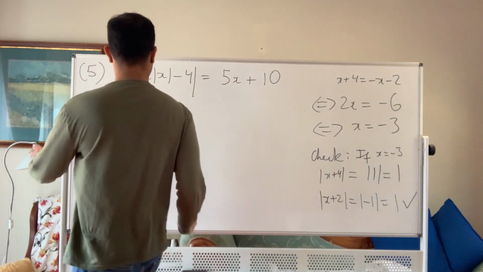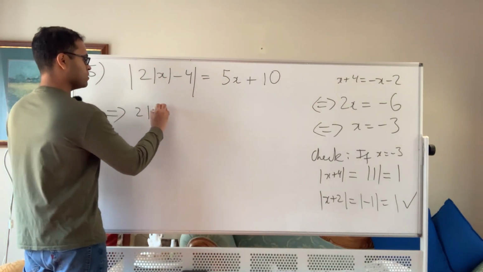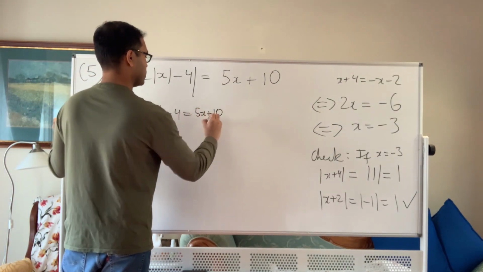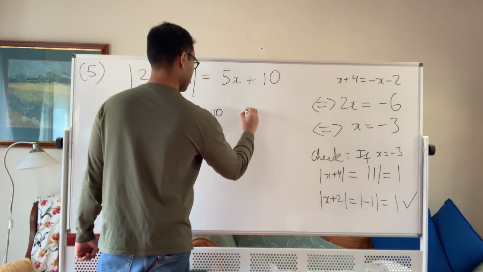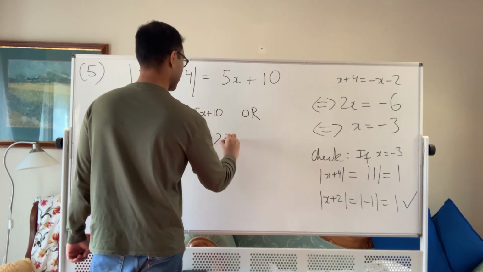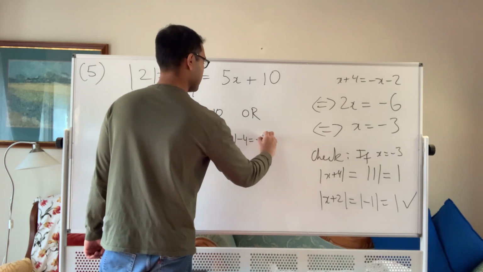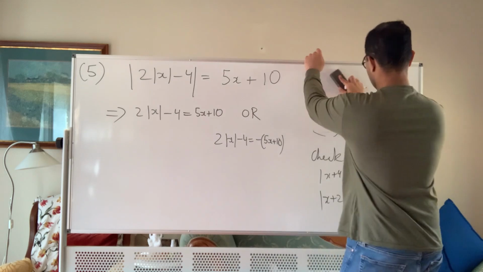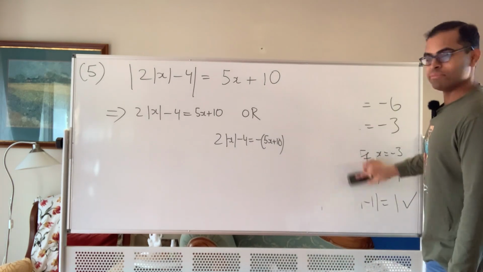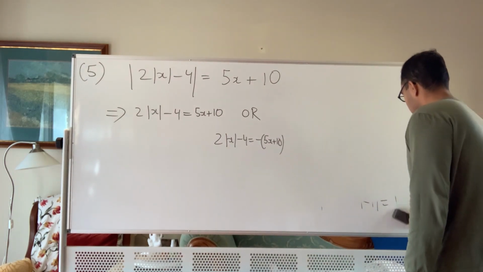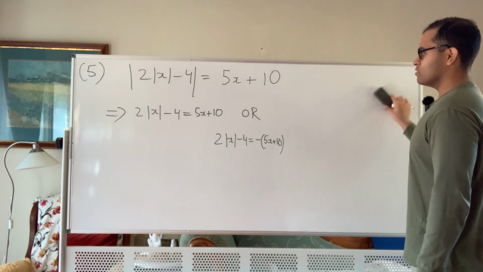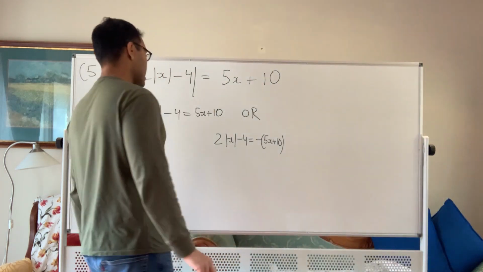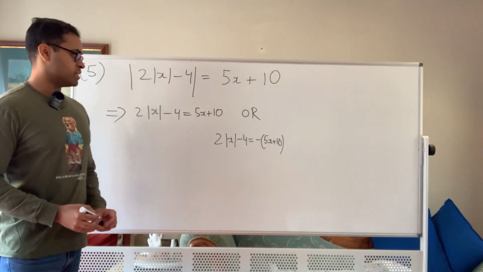Okay, so let's try this. So we say that 2 absolute value x minus 4 is equal to 5x plus 10, or 2 absolute value x minus 4 is equal to negative 5x plus 10. Okay, so this is going to get a little bit dicey, because we're going to have to deal with another absolute value now. So that's going to be one thing, and then 2 absolute value x minus 4 is minus 5x plus 10.